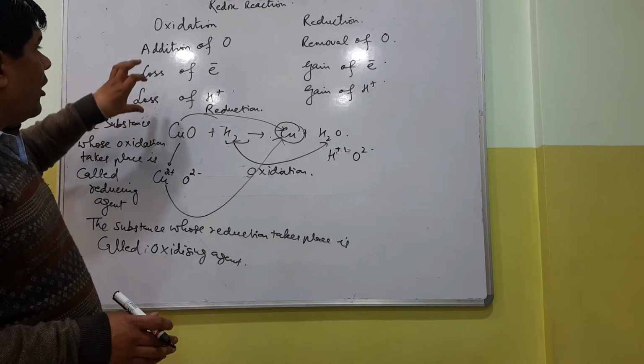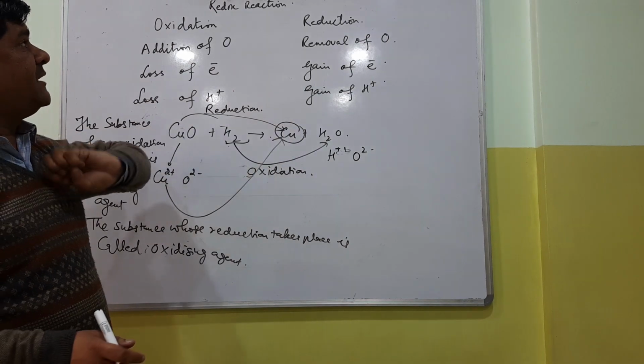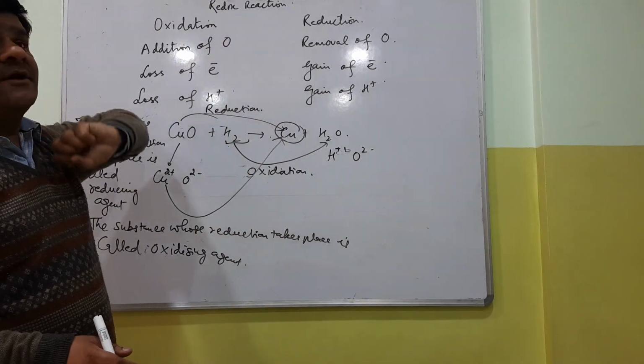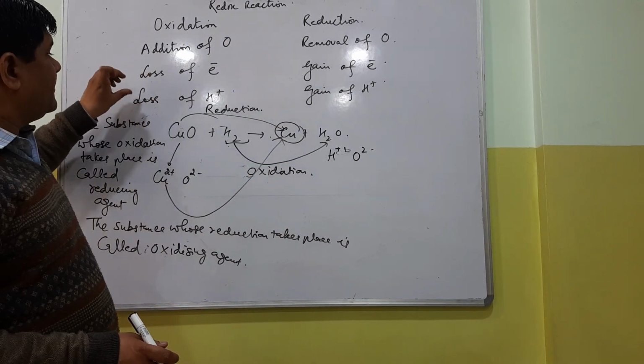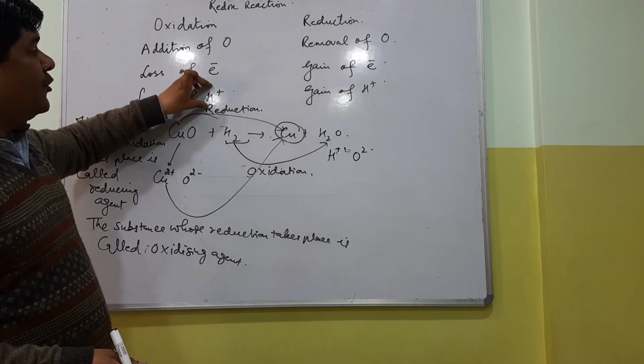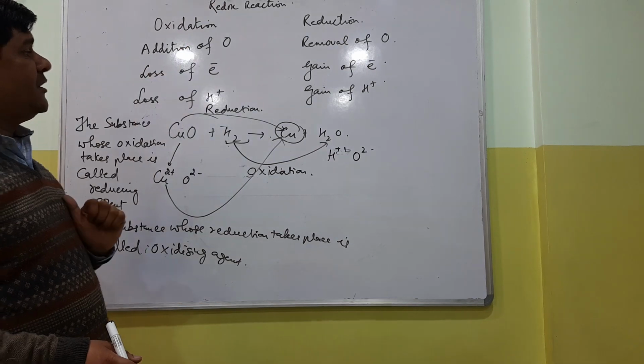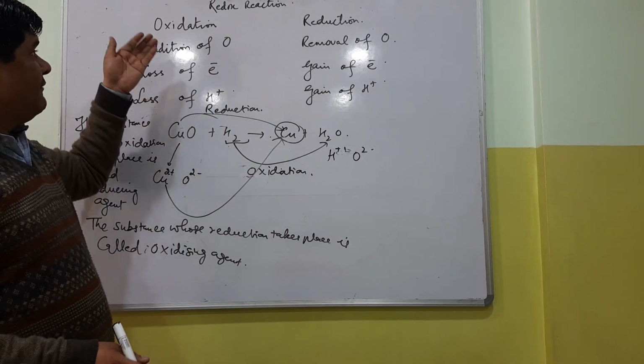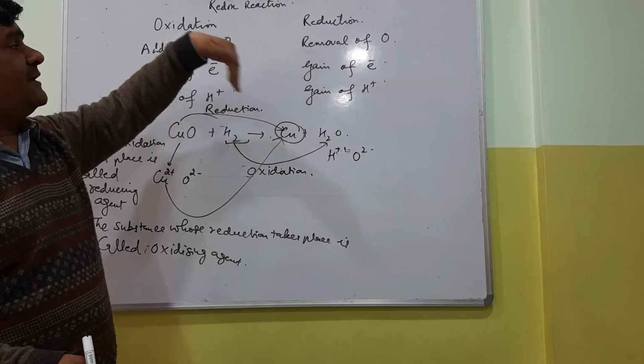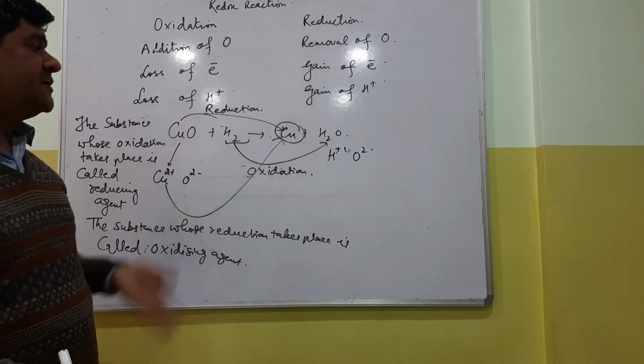And when oxidation and reduction take place simultaneously, then it is known as redox reaction. Similarly, loss of proton or gain of proton is also known as a redox reaction. When oxidation and reduction take place simultaneously, then it is called redox reaction.